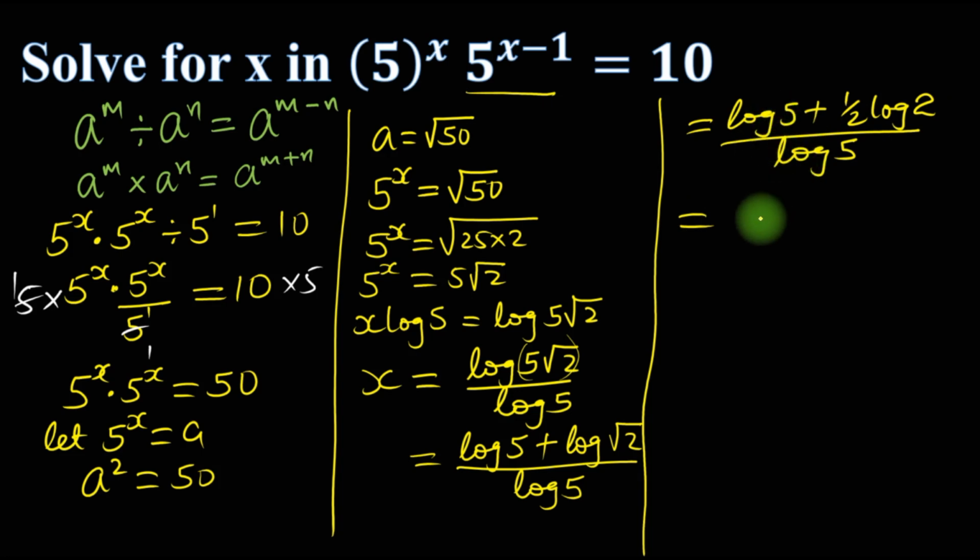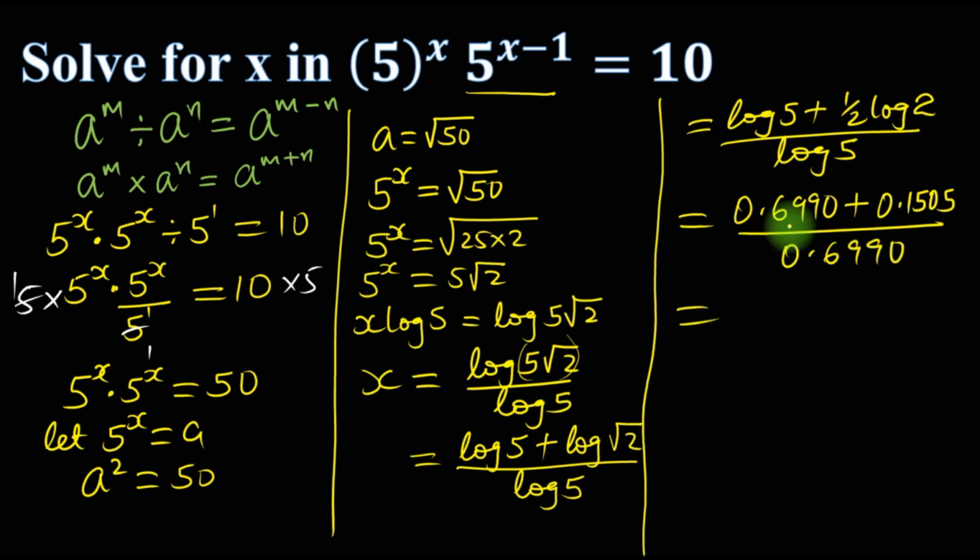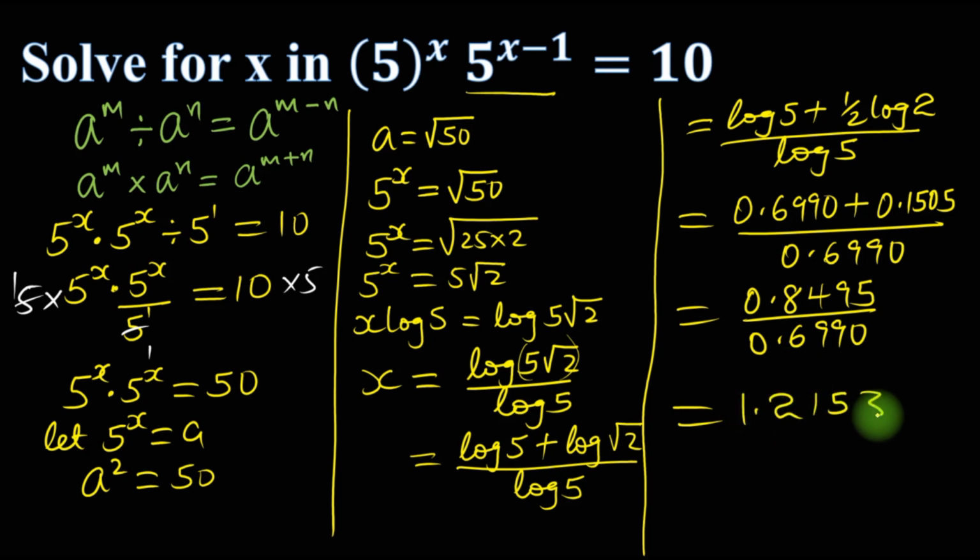Using a calculator, log of 5 is 0.6990, then plus a half log of 2, we shall end up getting 0.1505, divided by log of 5, which is 0.6990. Add the numerator part, we shall end up getting 0.8495 divided by 0.6990. And if you divide using the calculator, you should end up getting 1.2153. That's how we go about it.